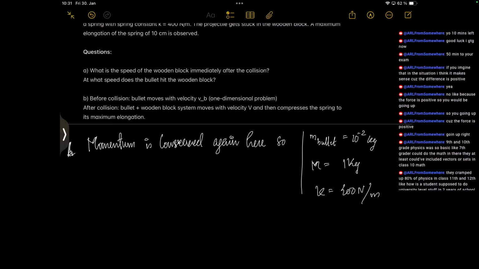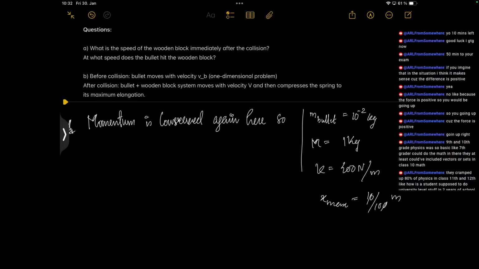A maximum elongation x max equals 10 divided by 100 meter. So half m plus m v equals half d x max square.